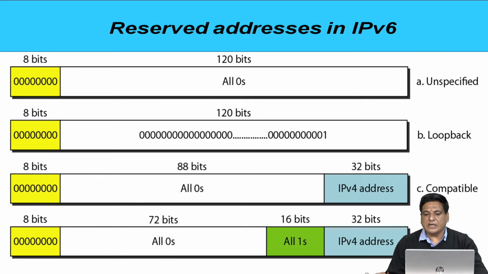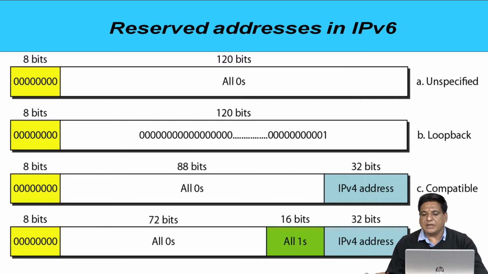The second address is 127 zeros, and the last bit is 1. This address is known as the loopback address. This address is used to check the functionality of TCP on a particular computer system. A similar address is used in IPv4 also. That address is 127.0.0.1, which is also known as the loopback address in IPv4.